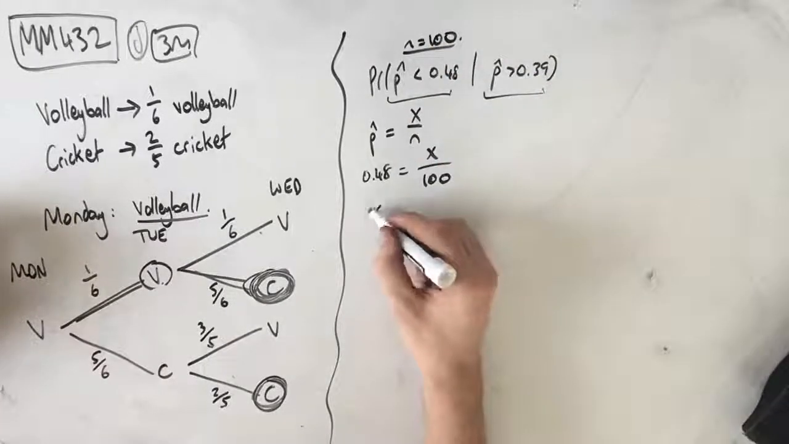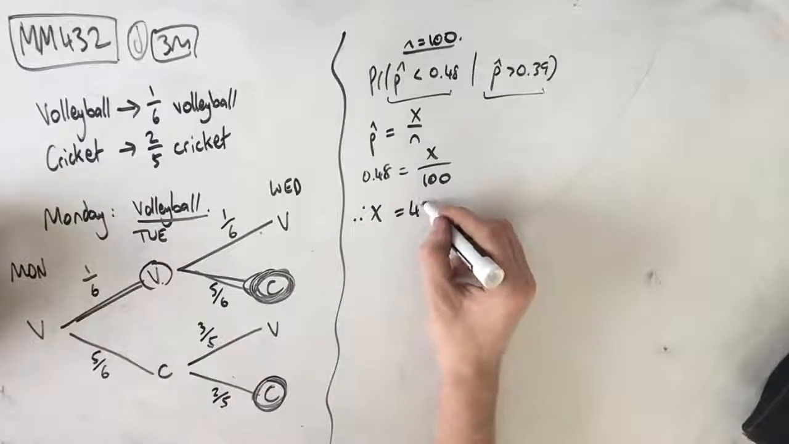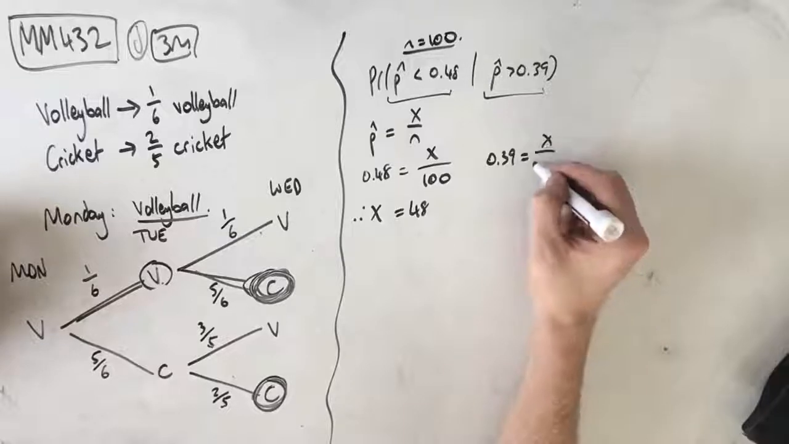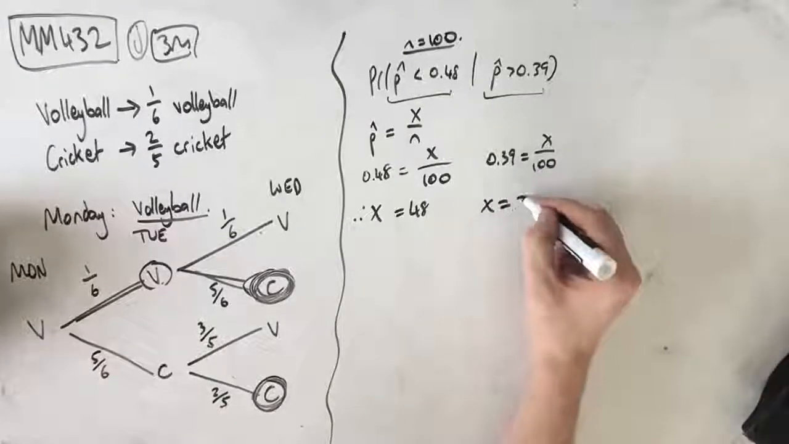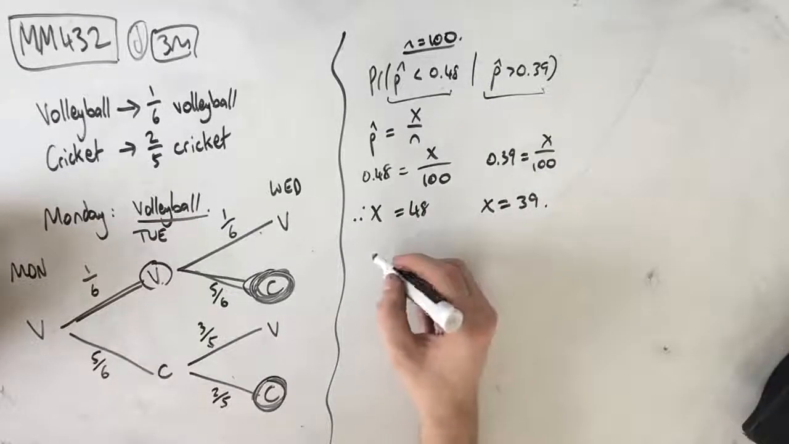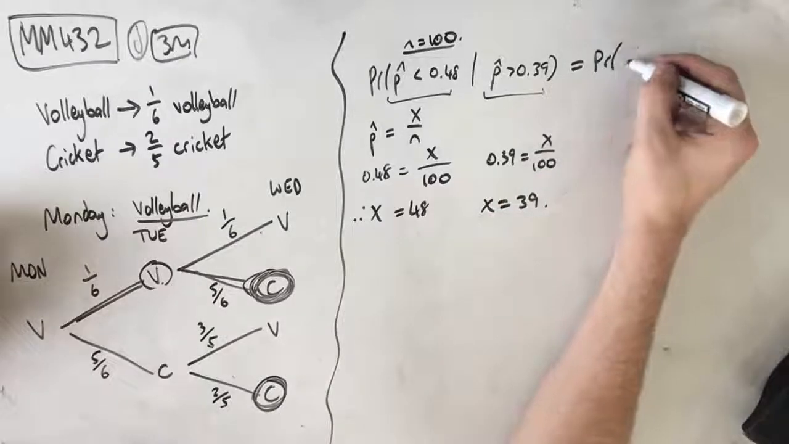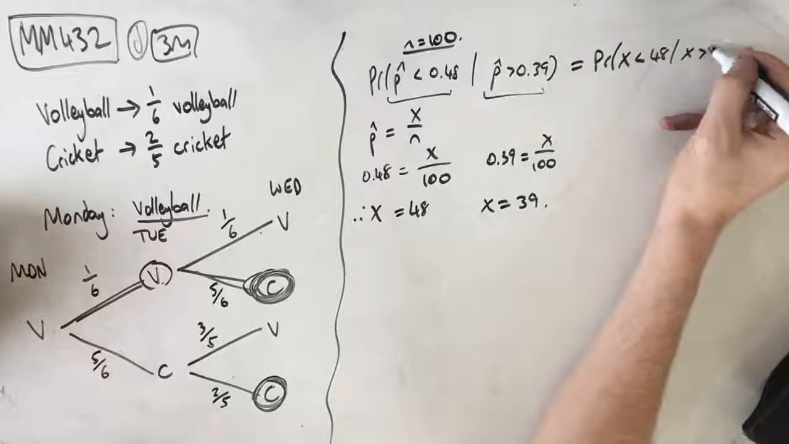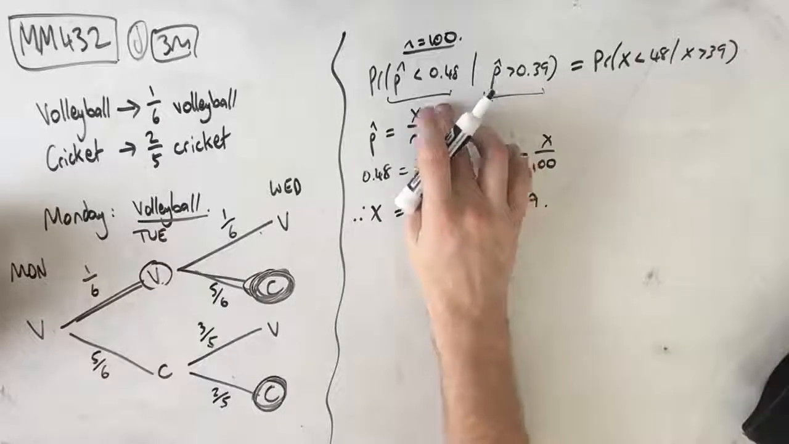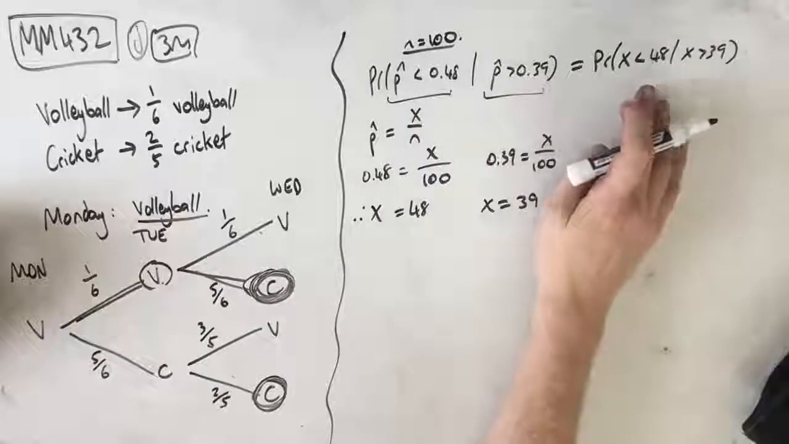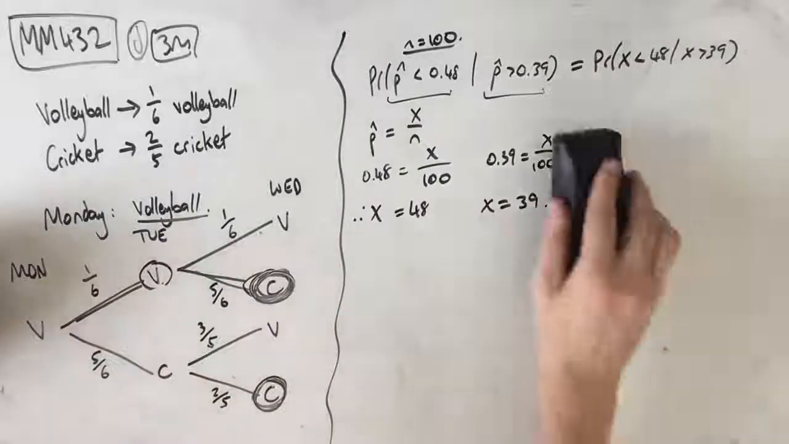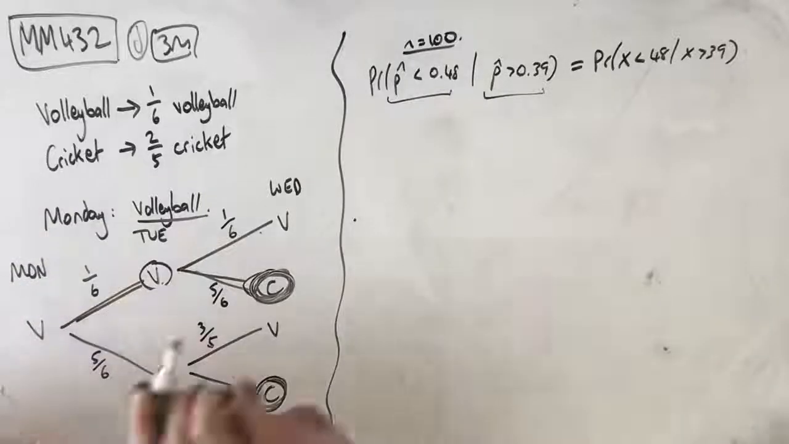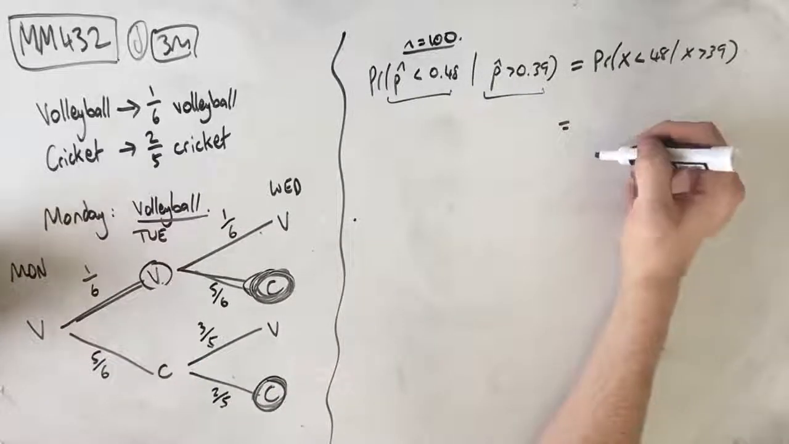So therefore, X is equal to 48. Now in this case, I've got 0.39 equals X over 100. So X is equal to 39. All right. So that means that this is equal to the probability that X is less than 48, given that X is greater than 39. All right, so we've changed this p hat value into an x value, which is exactly what we need, because once we do that, we can actually find the probability of the binomial distribution.